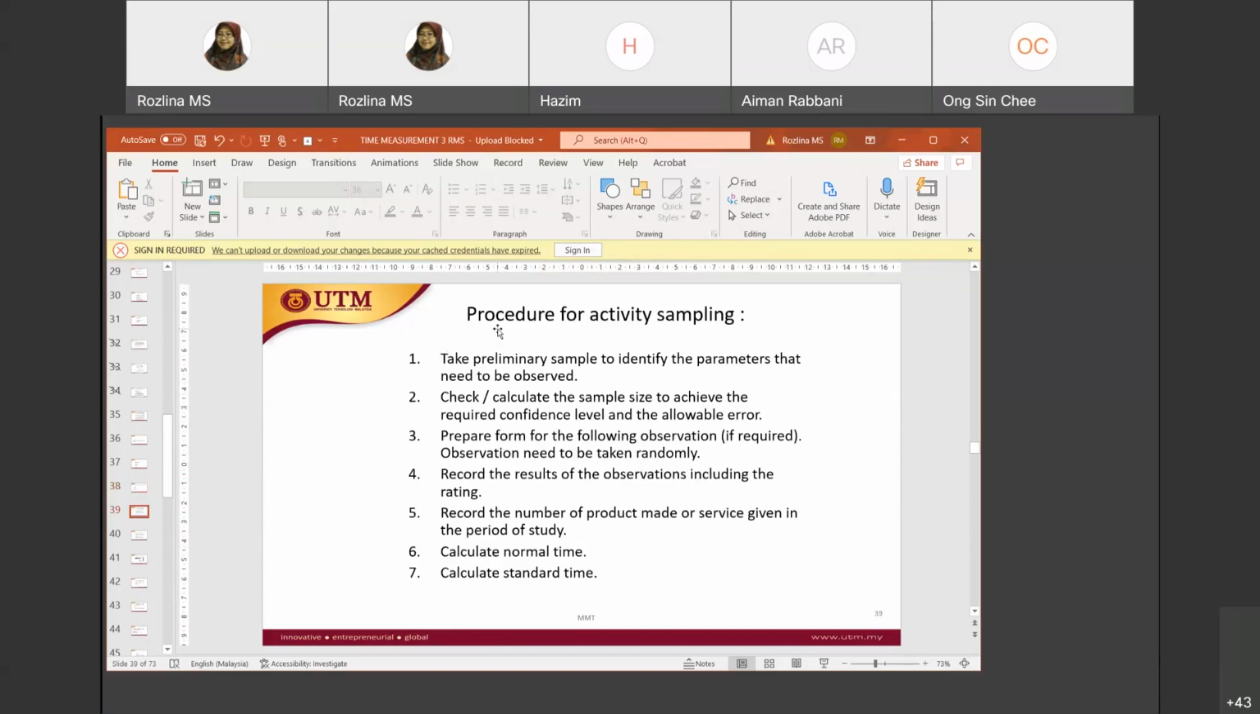Okay, so what is the procedure for activity sampling? You take the preliminary sample to identify the parameters that need to be observed. We have to get the preliminary sample, and maybe some, because if we don't have the data, we cannot proceed with all the calculations. Sorry. Okay, number 2, check or calculate the sample size to achieve the required confidence level.